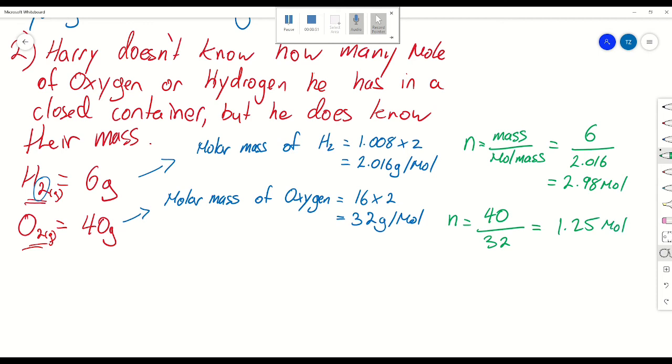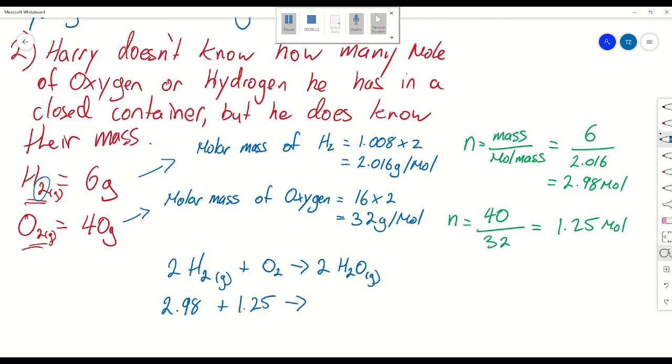So from here, we know that we have a ratio, and let's write down the equation again. You have 2 H2 in gas form plus O2, which forms 2 H2O, also in gas. So we write down these numbers: 2.98 plus 1.25 to form however many. This isn't a straight 1-to-1 ratio though.